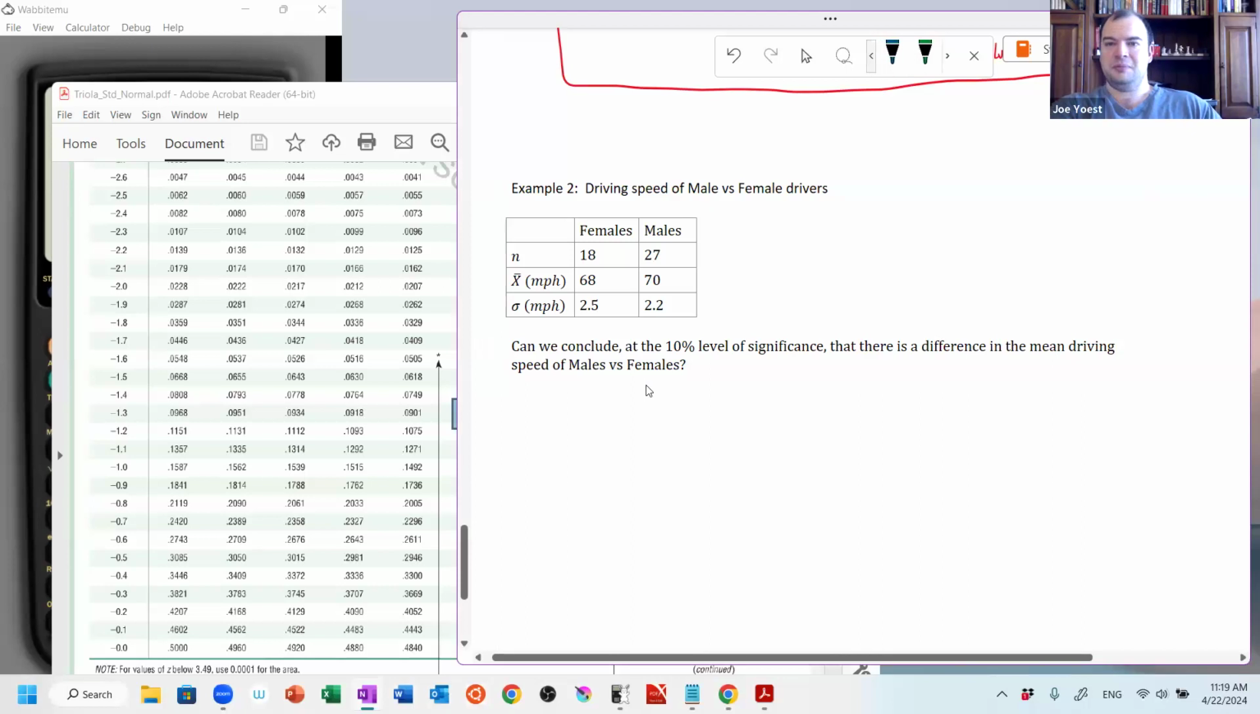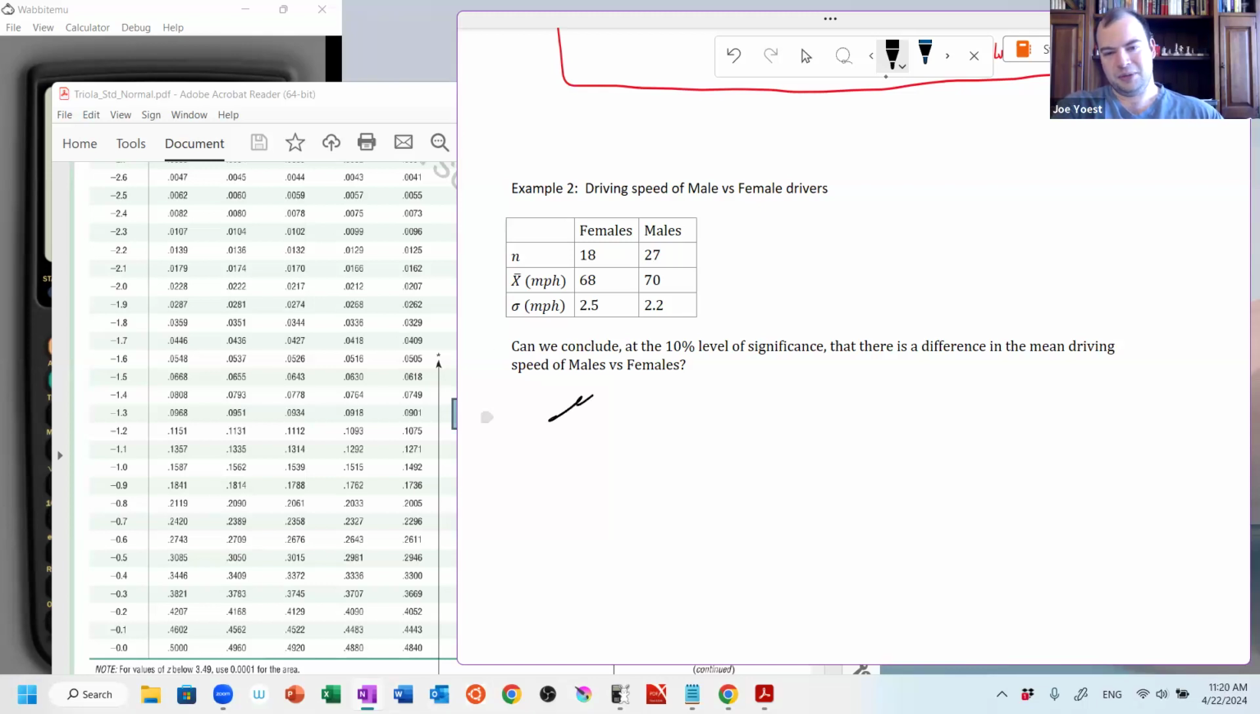So again, it doesn't matter which way I set my mu up, whether it's males minus females or females minus males. I probably want to stick with the setup that gives me more positive numbers because it's just easier to deal with. I don't risk dropping a negative. So I'm going to set mu to be mu males minus mu females. That way, when I do my X bar observed, it's going to be 70 minus 68 or positive 2, and I just don't have to worry about accidentally missing a negative. My null hypothesis is going to be that mu males equals mu females. And my alternative, note that I ask, is there a difference in the speed? Mu males not equal to mu females.